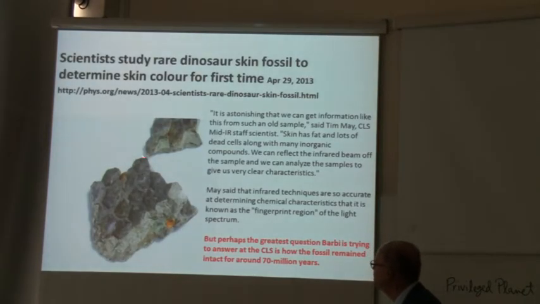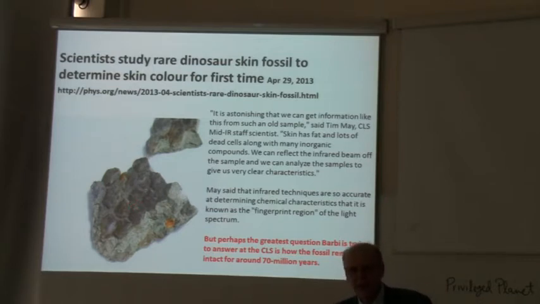Because recently there was found dinosaur skin. They found a dinosaur fossil with something funny on top of it. They said, what is this? They studied more closely. That is dinosaur skin.